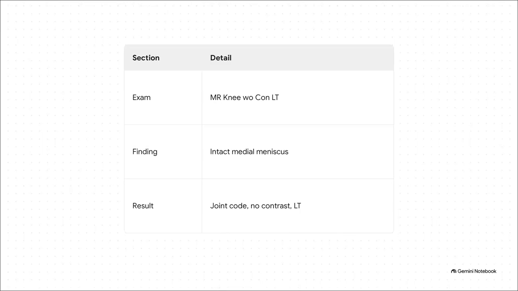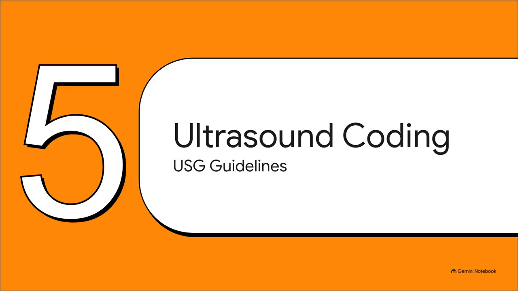Let's analyze this MRI report. The history notes pain, an inability to ambulate, and a negative X-ray. The technique clearly states MR knee without con LT, using a non-contrast standard protocol. And the findings mention an intact medial meniscus, but with mild intrasubstantial degeneration. Since it's a knee, we grab the MRI lower extremity joint code. Since the technique specifically says non-contrast, we choose the without contrast option. And finally, we just append the LT modifier for the left side. Boom. Done. Moving on to Section 5, Ultrasound or USG Coding Guidelines.